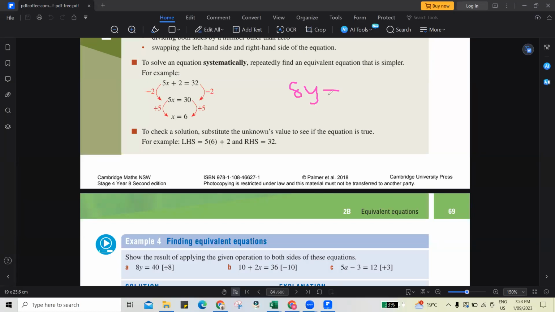Got this 8y equals 40. Only one step, divide by 8. 40 divided by 8. 8y divided by 8 is y. 40 divided by 8 is 5. Answer is 5. It's a one step.